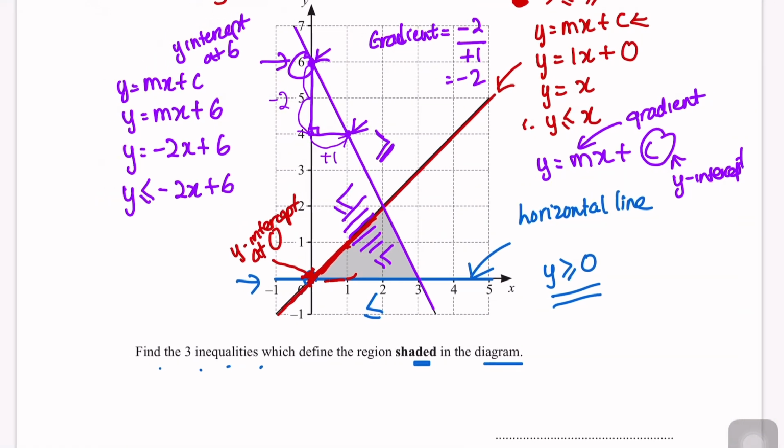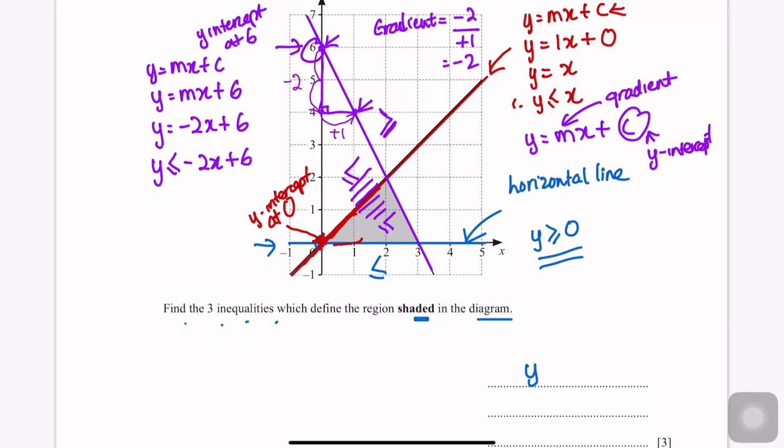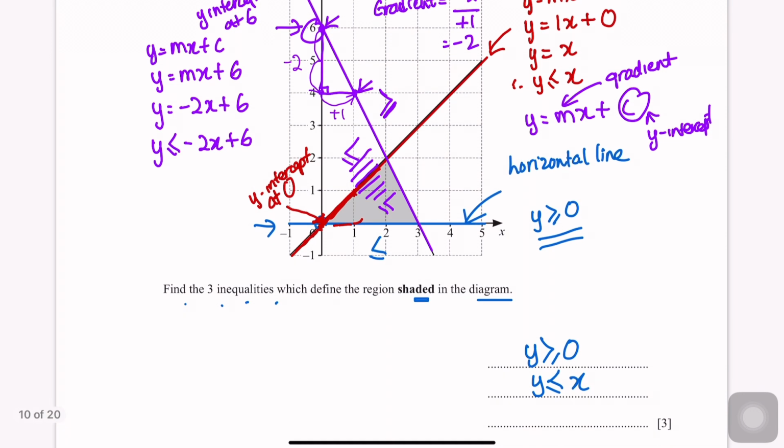Okay, so I'm just going to fill in the answer here. You have y greater than or equal to 0. Next equation, y is less than or equal to x. And lastly, y less than or equal to -2x plus 6. So you get 3 marks if you get all 3 correctly.